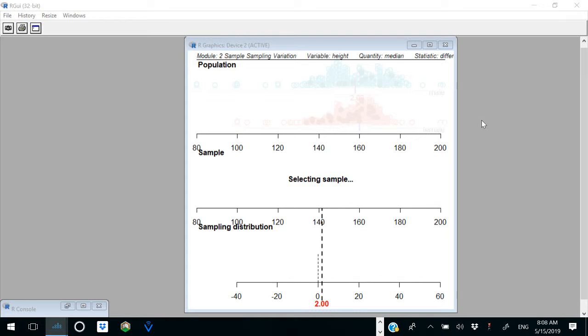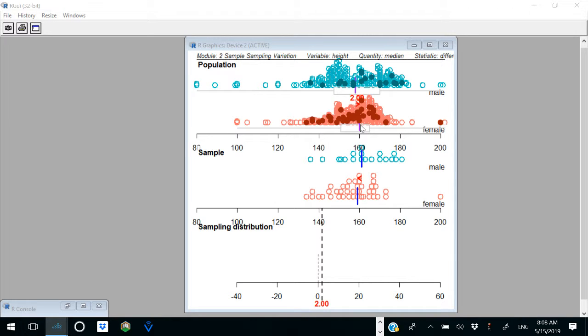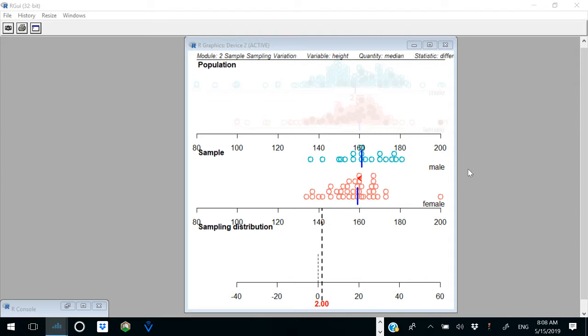Let's take another one and see if Mary's sample that she's taken out of the population is better. Well, suddenly we see that when we go back into the population, we saw that the females tended to be a little bit taller, not by much, but by a little bit. Here, the males are taller. Completely different story.